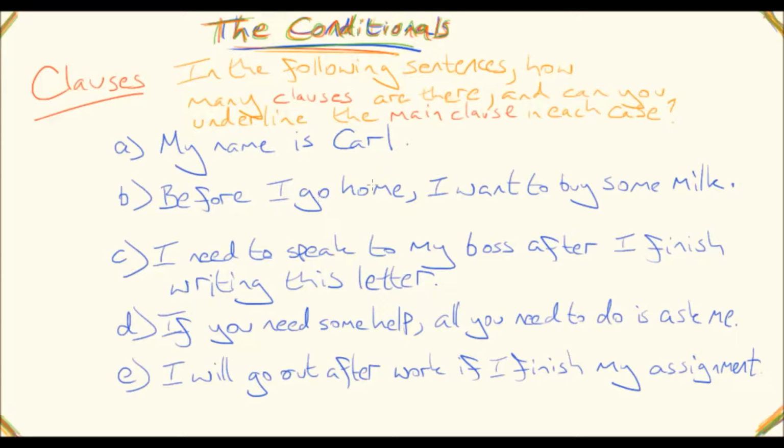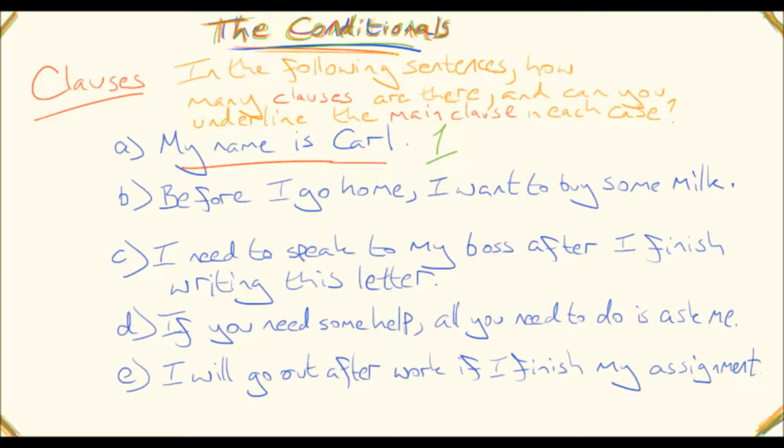The first sentence, my name is Carl. How many clauses are there? Well, hopefully you're able to agree with me that there is just the one clause in that sentence. And in that sentence, what is the main clause? Well, if there is only one clause, it is the main clause. It features the subject, my name, the verb is, and the object, Carl. My name is Carl. It's one clause, and it is the main clause.